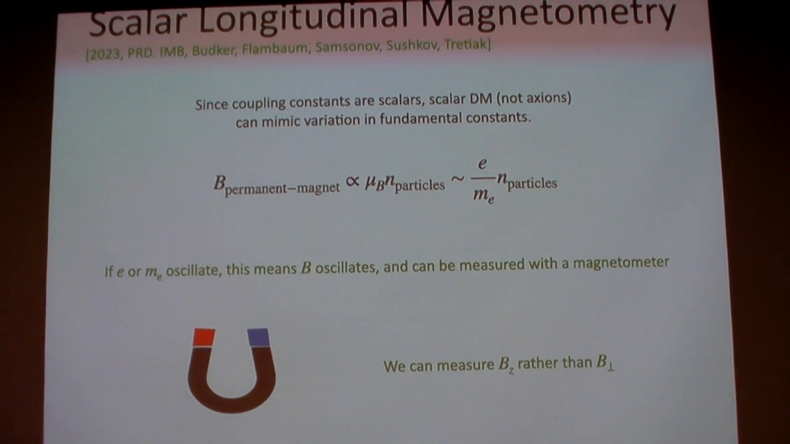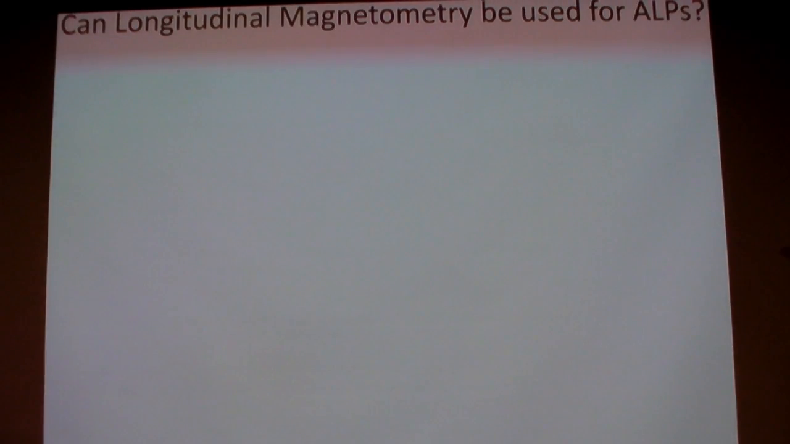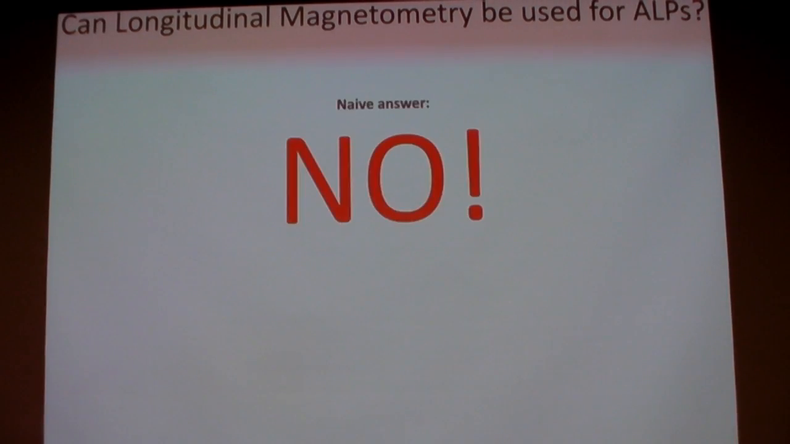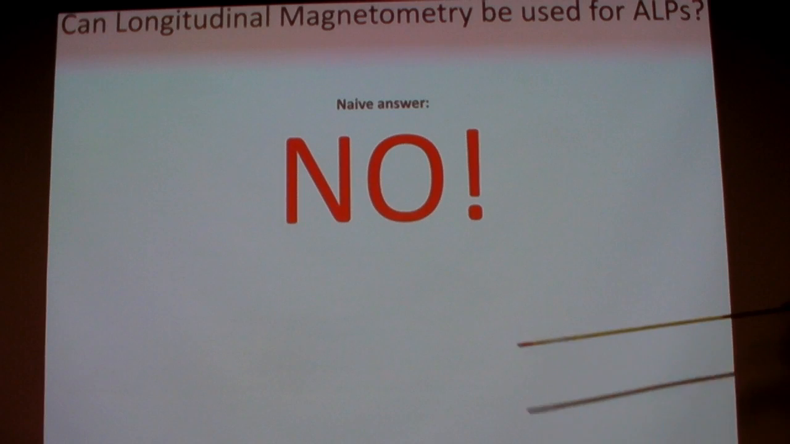So, the reason why I find this still important is that it led me to the question, which is, can you use longitudinal magnetometry to look for axion-like particles? And usually when you ask a question like this, the answer is yes. But actually here the answer is no. At least the naive one. And the reason is very simple.